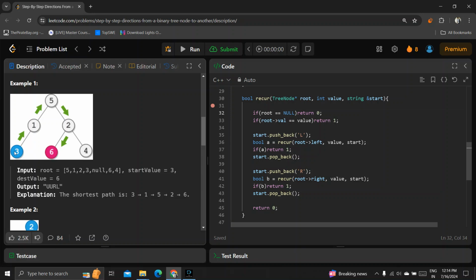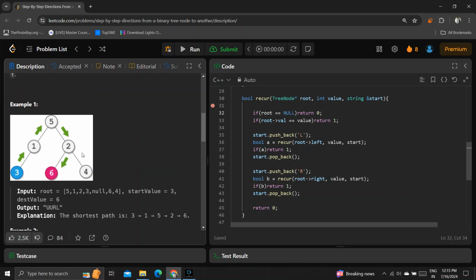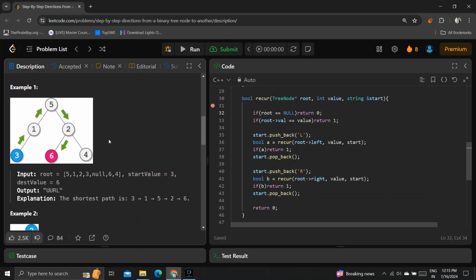In this particular example, if we want to move from 3 to 6, we will move upwards, then upwards, then in the right direction, and downwards, and then in the left direction, downwards. So what would be our answer? UURL. To solve this problem, we will break it down into two parts.